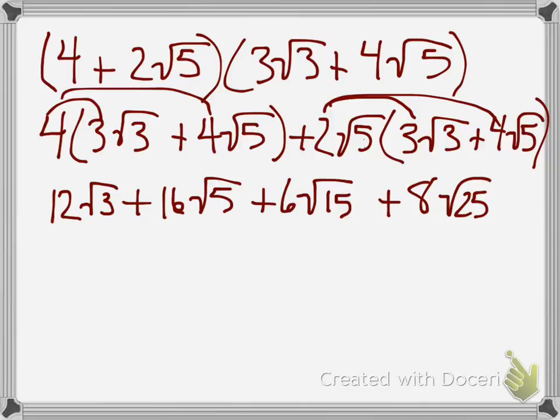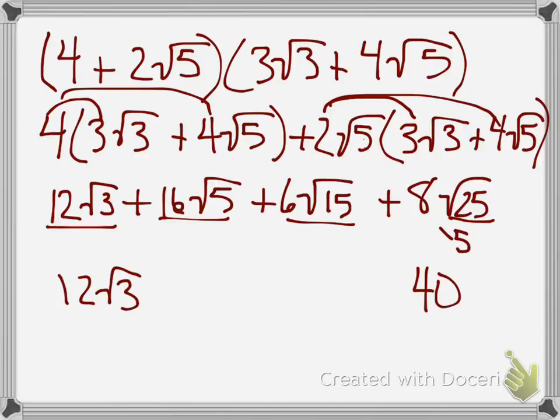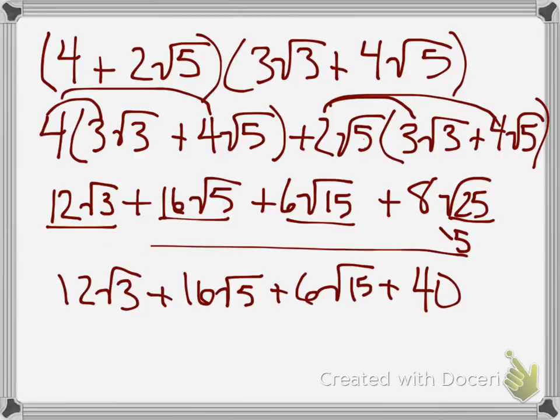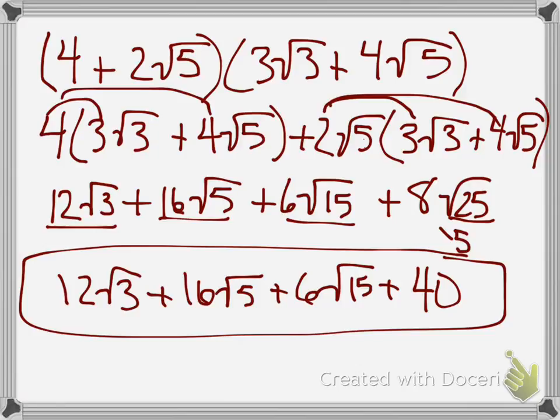Okay, so now let's look. Well, this can't be simplified further. This can't be simplified further because 3 and 5 are prime numbers. That can't be simplified further, but this one can. What's the square root of 25? It's 5. So 5 times 8 would give me 40. So my final answer would be 12 square root of 3 plus 16 square root of 5 plus 6 square root of 15 plus 40. Okay? So I will look at that and give you some more, but keep in mind that would be for bonus.